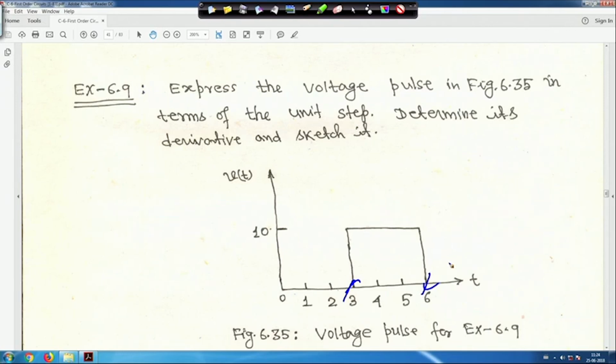So it is a gate function. That means you have to see that this voltage is Vt, and this voltage is 10 volt. So Vt is basically a function of the unit step function. At t equal to 3 seconds, say it is switched on, and at t equal to 6 it is switched off, and it is a gate function. So how will we get it?